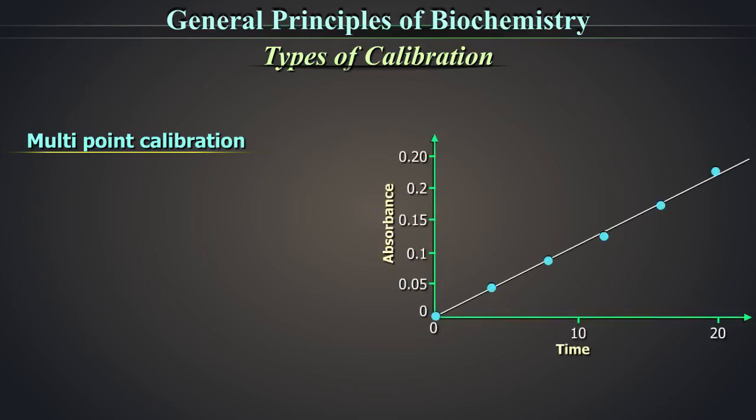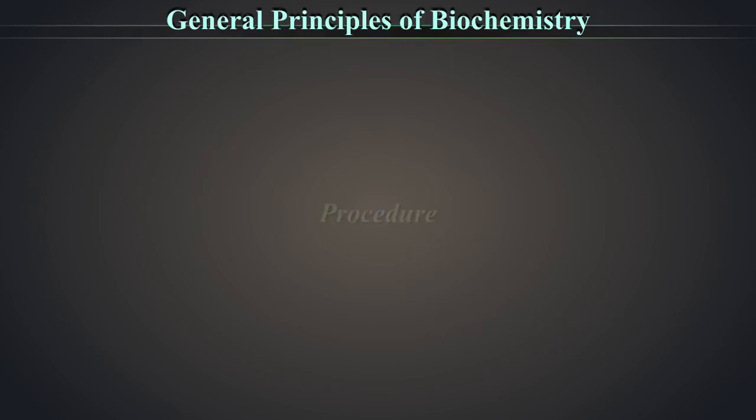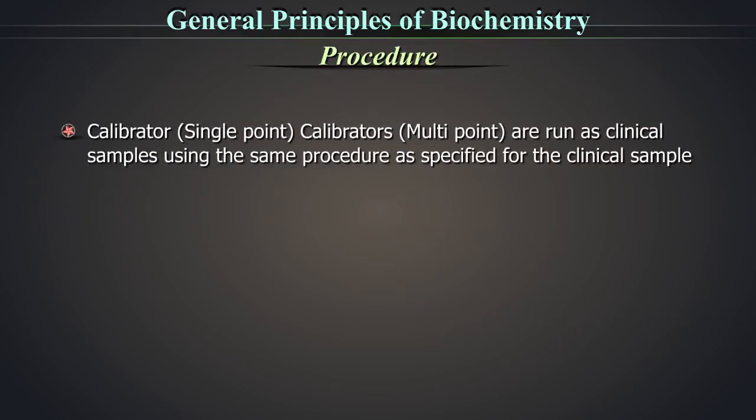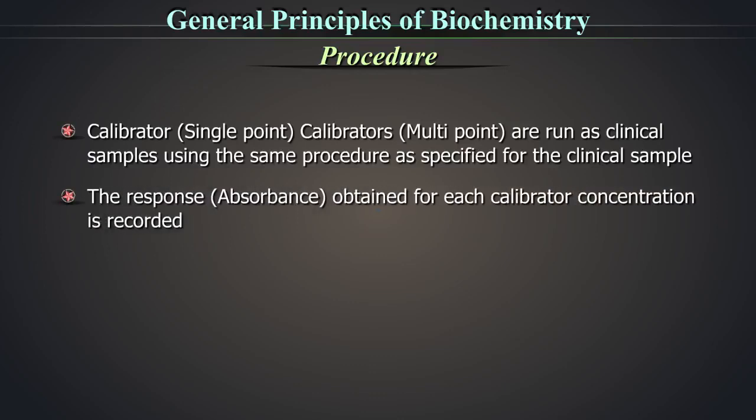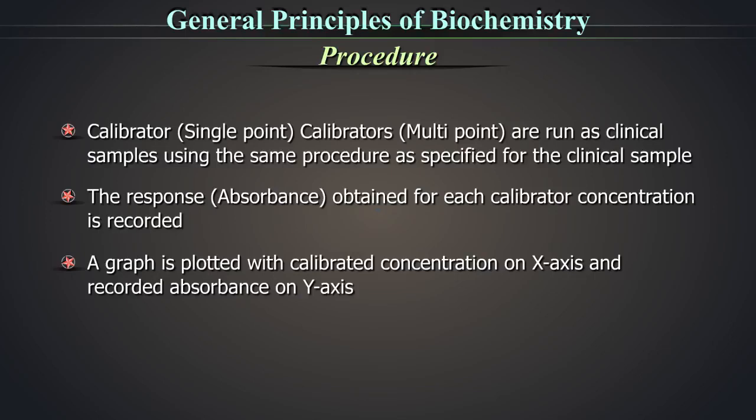Multi-point calibration: two or more different calibrator concentrations are used. The calibrators should preferably span the entire range of analytical values for the given analyte. Procedure. Calibrators, single point or multi-point, are run as samples using the same procedure as specified for the clinical sample. The response, that is absorbance, is obtained for each calibrator concentration and recorded. A graph is plotted with calibrator concentration on the x-axis and the recorded absorbance on the y-axis.